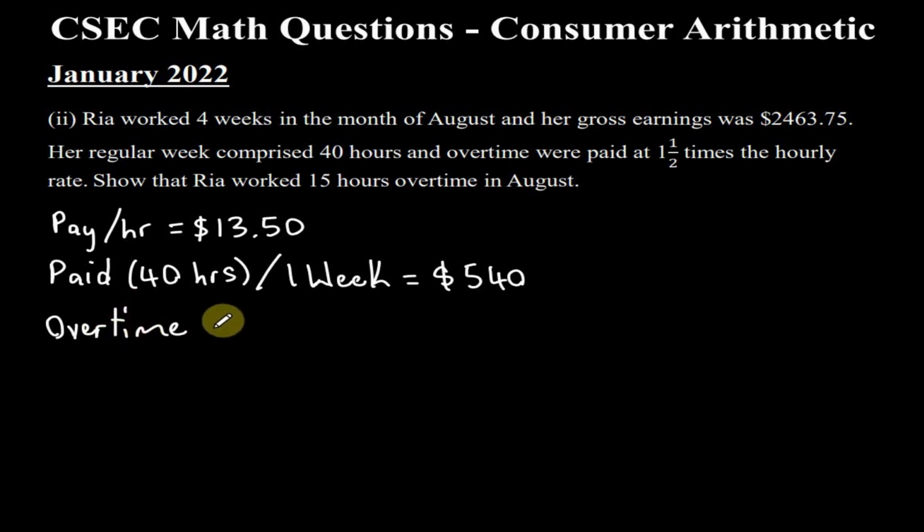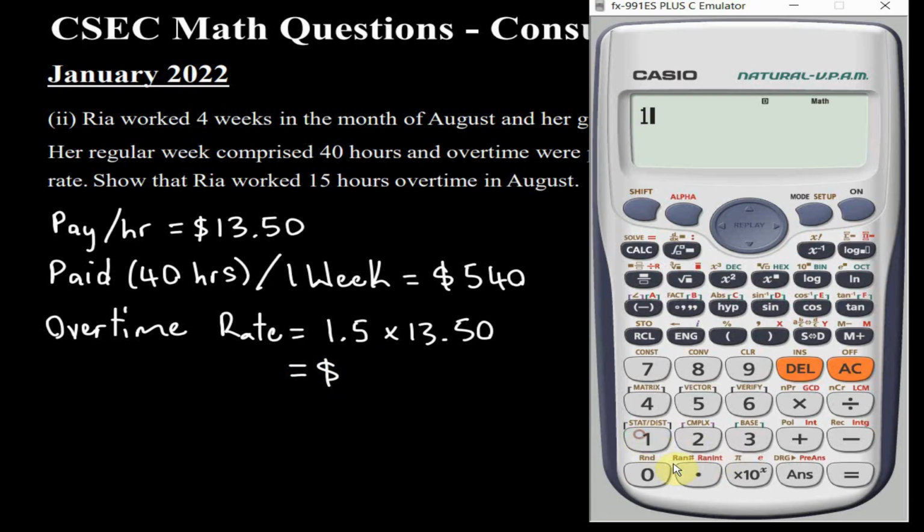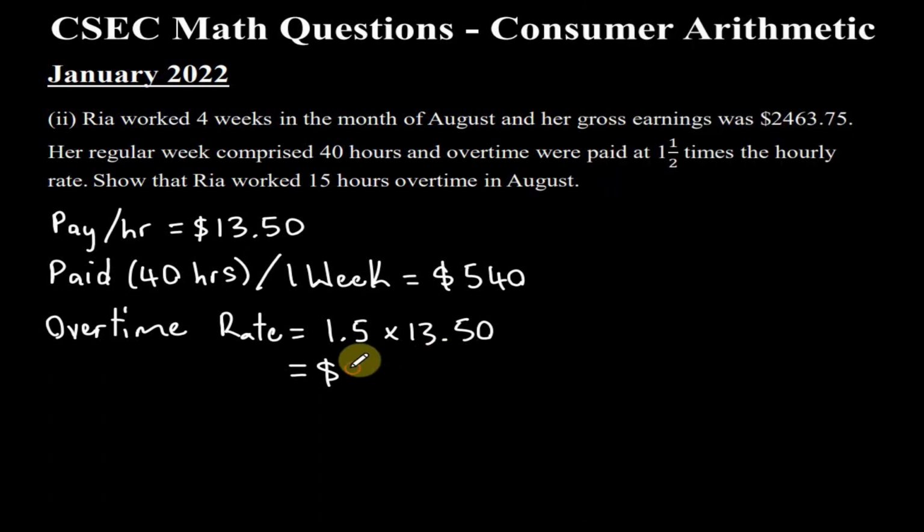So her overtime rate, let me call it that. Now, her overtime rate is 1.5 times the hourly rate. Another way we could write this is 1.5 times the hourly rate of $13.50. And let's see what we'll get here. So it's 1.5 times 13.50. This is equal to 20.25. So this is her overtime rate.